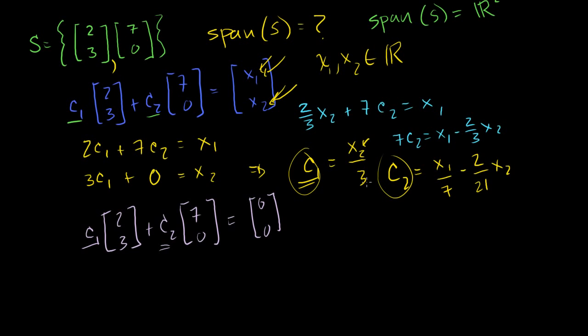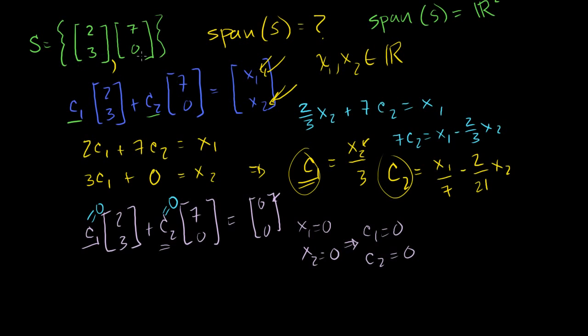We've already solved for it. So if x1, in this case, is equal to 0 and x2 is equal to 0, this is just a special case where I'm making them equal to the 0 vector. If I want to get the 0 vector, c1 is equal to 0 over 3. So c1 must be equal to 0. And c2 is equal to 0 over 7 minus 2/21 times 0. So c2 must also be equal to 0. So the only solution to this was setting both of these equal to 0.